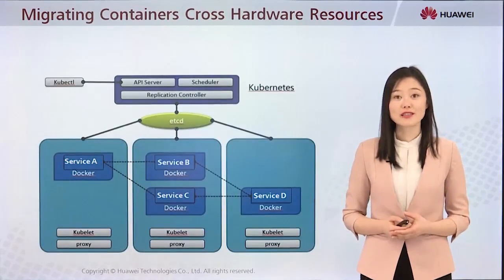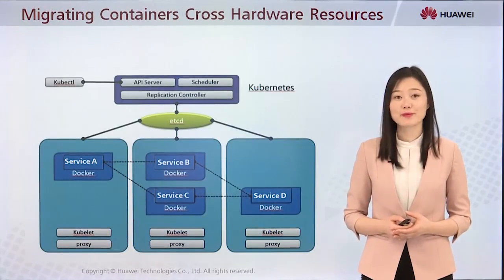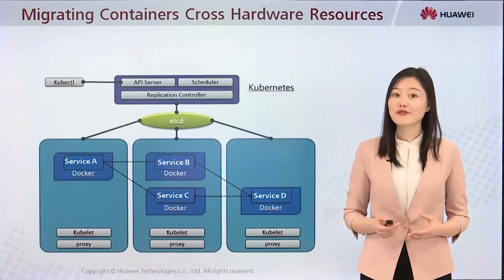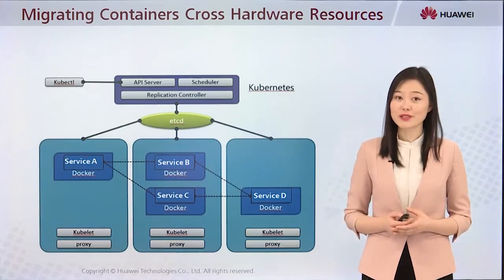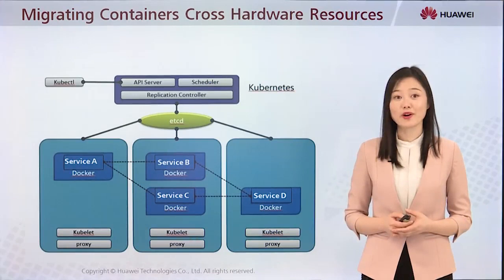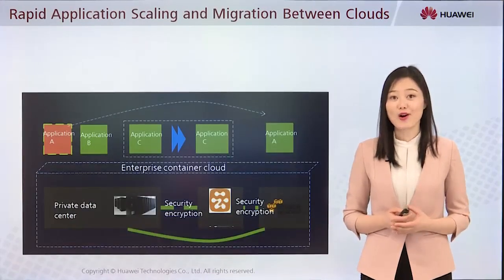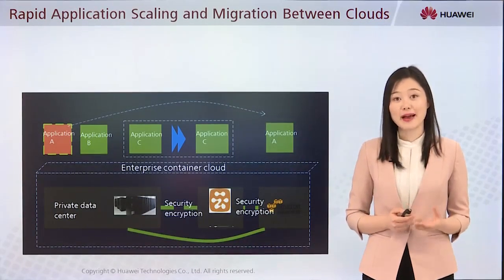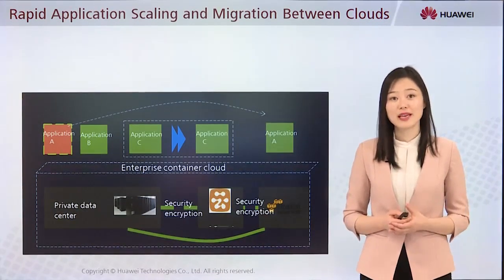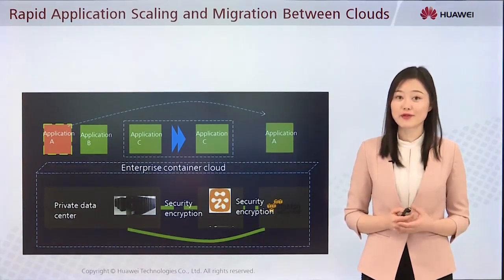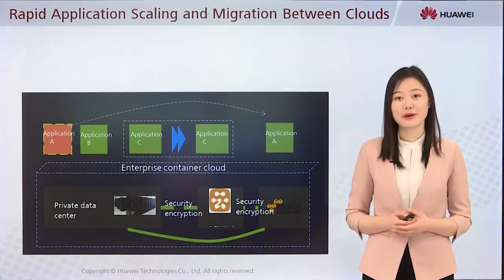Kubernetes supports Docker technology by making it possible to migrate containers across hardware resources. After you deploy a container in a pod, it can be migrated quickly from one hardware node to another, without making the user aware of any changes. Kubernetes can also work with Docker to enable rapid application scaling and migration between clouds without the need for redeployment. For example, you can migrate a software from a private cloud to AWS.